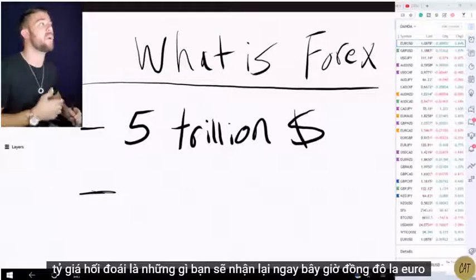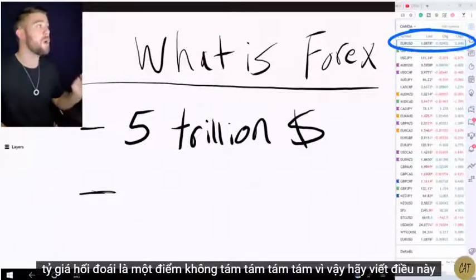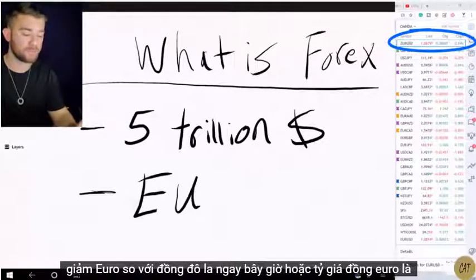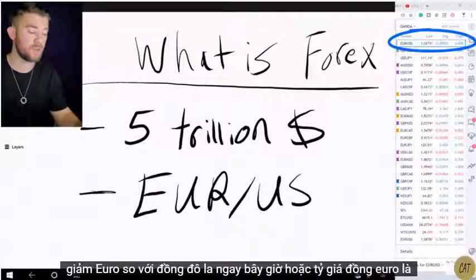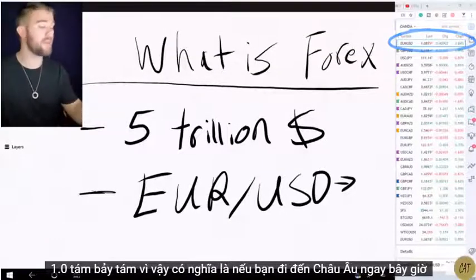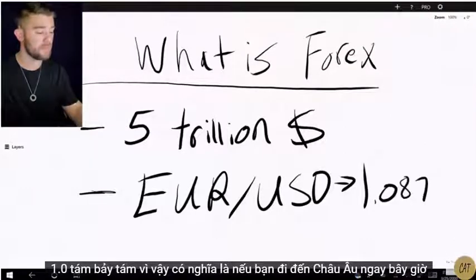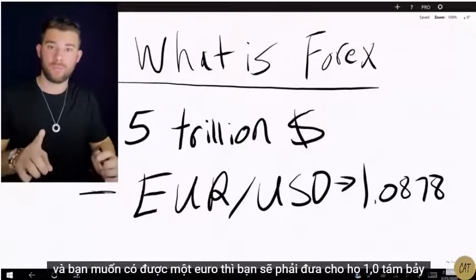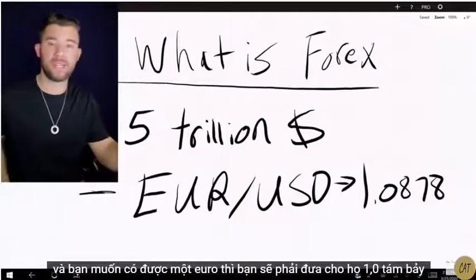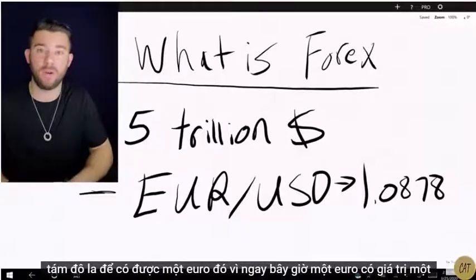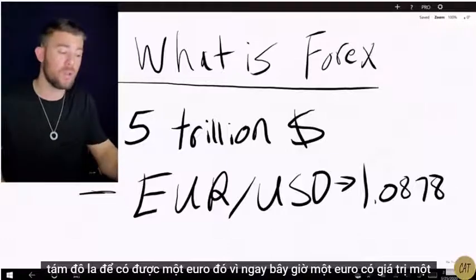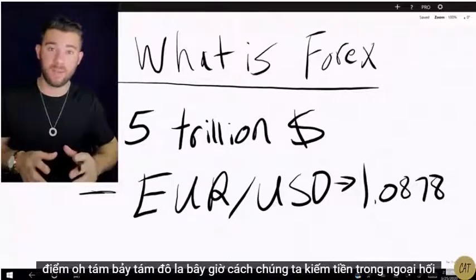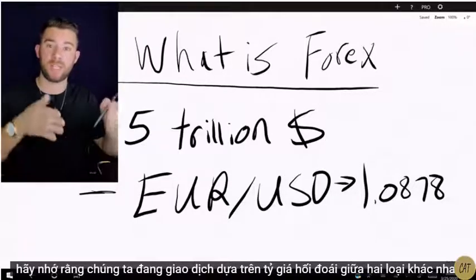For instance, right now, the euro-dollar exchange rate is 1.0878. So let's just write this down. The euro against the dollar right now, or the euro-dollar exchange rate, is 1.0878. So that means that if you were to go to Europe right now and you wanted to get 1 euro, then you would have to give them $1.0878 to get that 1 euro. Because right now, 1 euro is worth $1.0878.